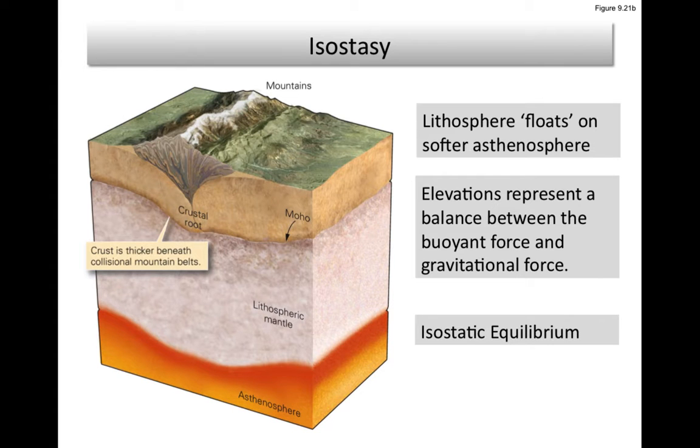So think about floating blocks. A bigger block tends to float higher than a thinner block, which tends to sink lower, right? That's kind of the idea. Lithosphere floats on the softer asthenosphere, right? So as I add more material by thickening, shortening the crust here, I need to develop a crustal root into this softer asthenosphere so I can float this lithosphere higher in elevation.